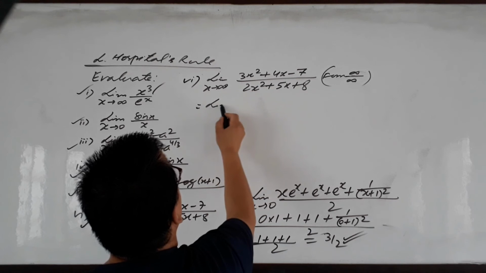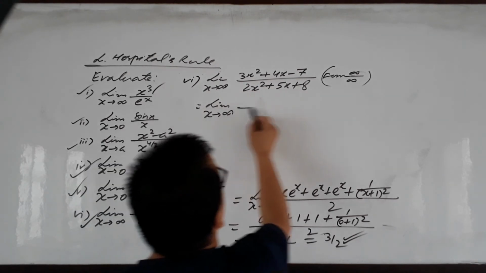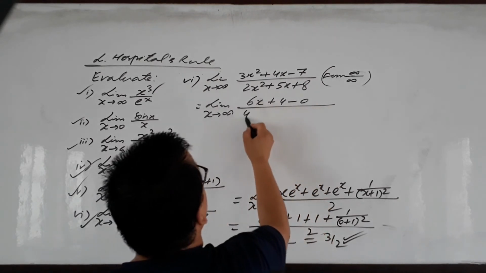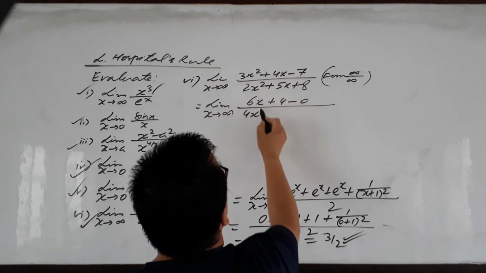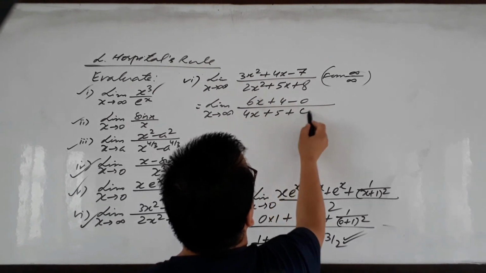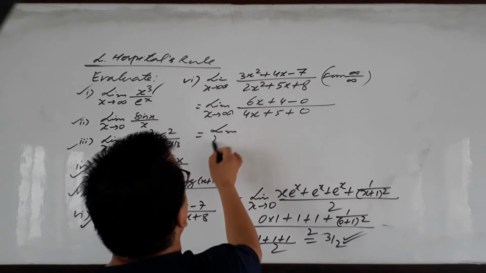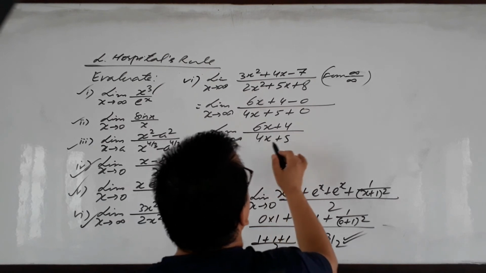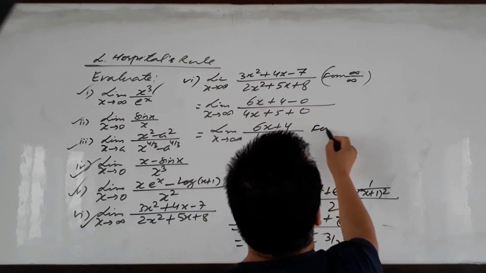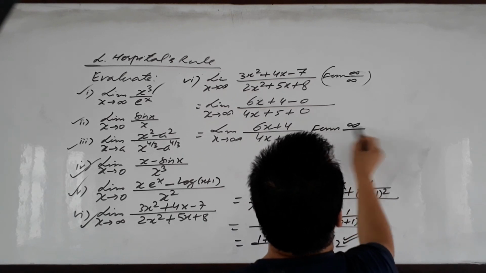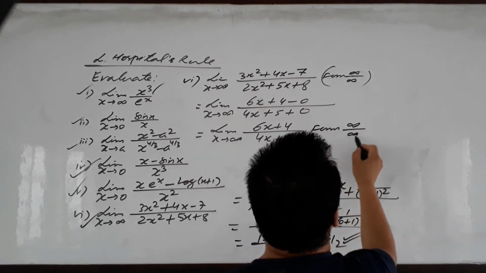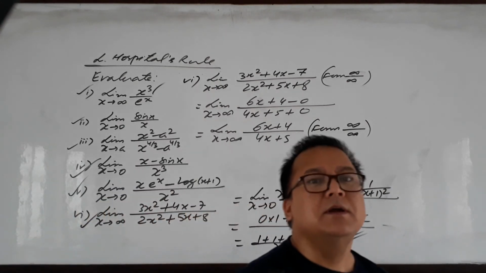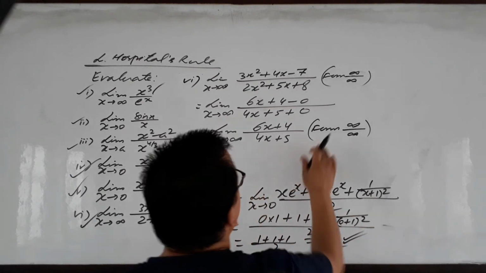So let's apply L'Hospital's rule as x tends to infinity. Here we have 6x plus 4, and the derivative of the denominator 2x square is 4x, plus 5 constant is 0. So we have the limit as x tends to infinity of 6x plus 4 upon 4x plus 5. Again, infinity plus 4 is infinity, and infinity plus 5 is also infinity. If you multiply by infinity you get infinity, and if you add any number to infinity it becomes infinity again. So the form is infinity upon infinity.